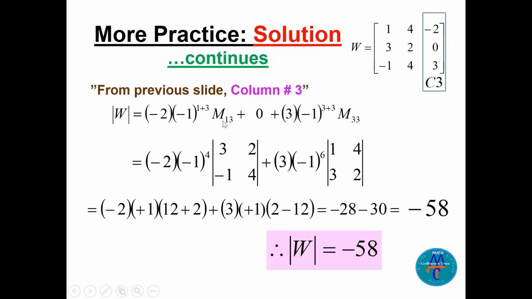Now M1,3. This is 1, 3. When you cancel, you get 3, minus 1, 2, 4. And for 3, 3, when you cancel row 3, column 3, you are left with 1, 3, 4, 2. Simplify all the numbers, you will get the determinant minus 58.